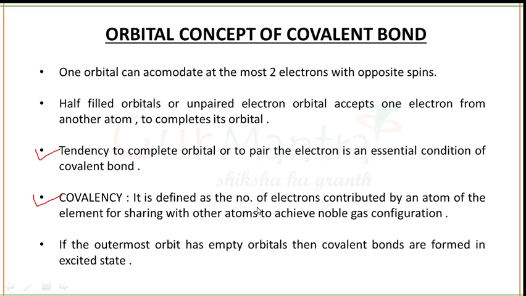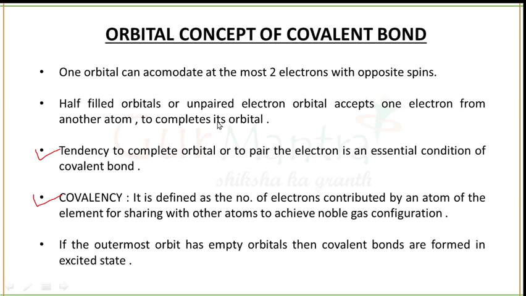Now the orbital concept of covalent bond. Basically these are some rules for the formation of covalent bonding. One orbital can accommodate at most 2 electrons with opposite spin. This point has been cleared in the structure of atom lecture. Half-filled orbitals or unpaired electron orbitals accept one electron from another atom to complete their orbital. The tendency to complete the orbital or to pair the electron is an essential condition for covalent bonding.